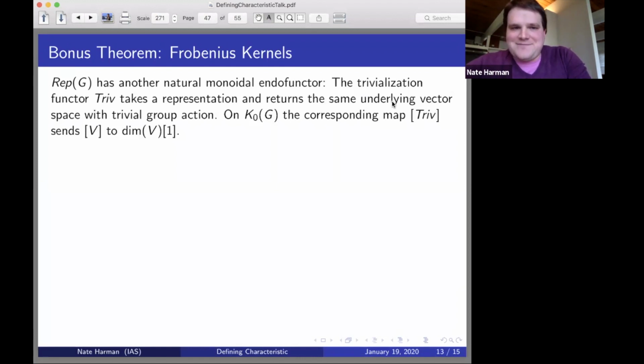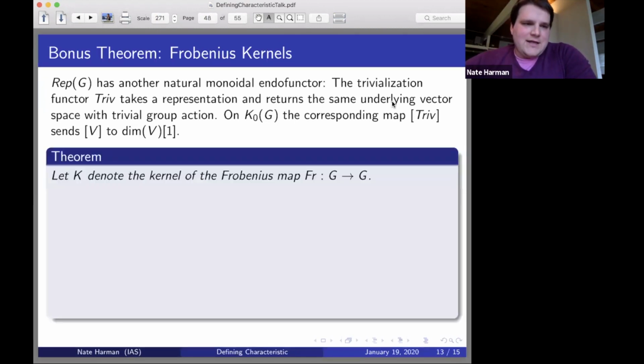And so that is a functor from representations of a group to itself, but it kind of just lands in the trivial part. So it's maybe not a very interesting monoidal functor typically. And then on the Grothendieck group, I'll denote this map by triv in brackets, and it just sends any representation V to dimension of V copies of the unit object, the trivial representation. That gives a homomorphism of rings from K0 to itself.